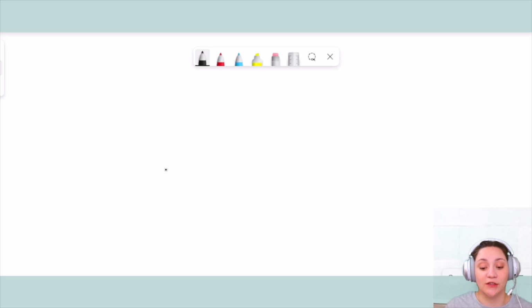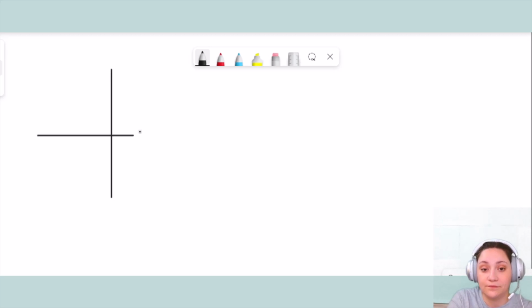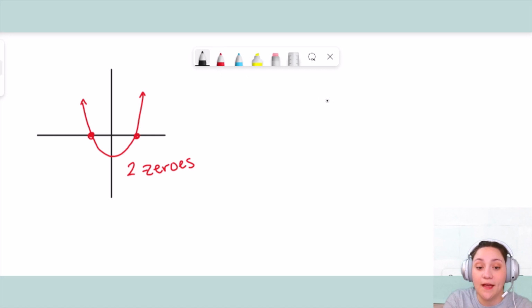So sometimes we might look at a graph, as we did before, and test and see if we can find the zeros. Sometimes there are 2 zeros, like the graph that we just looked at, where the parabola went like this. And there were 2 places where it intercepted the x-axis. So that would be 2 zeros.